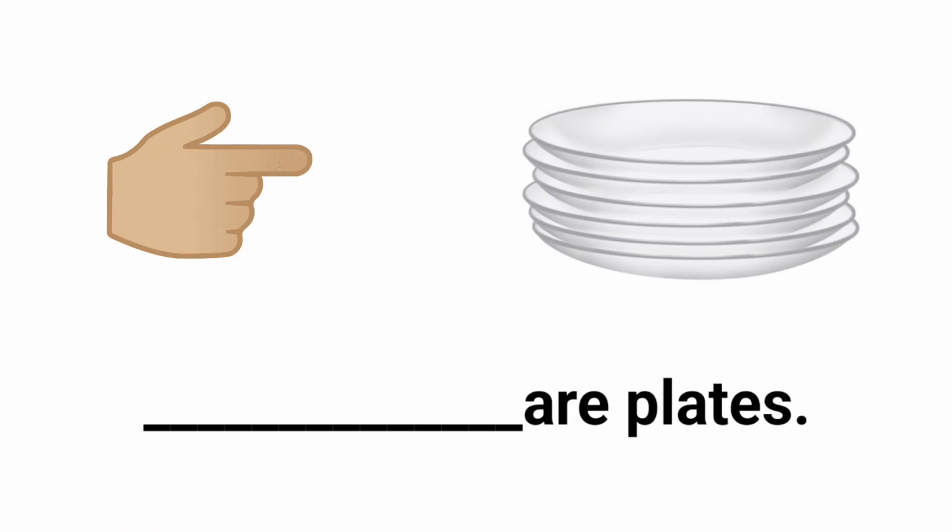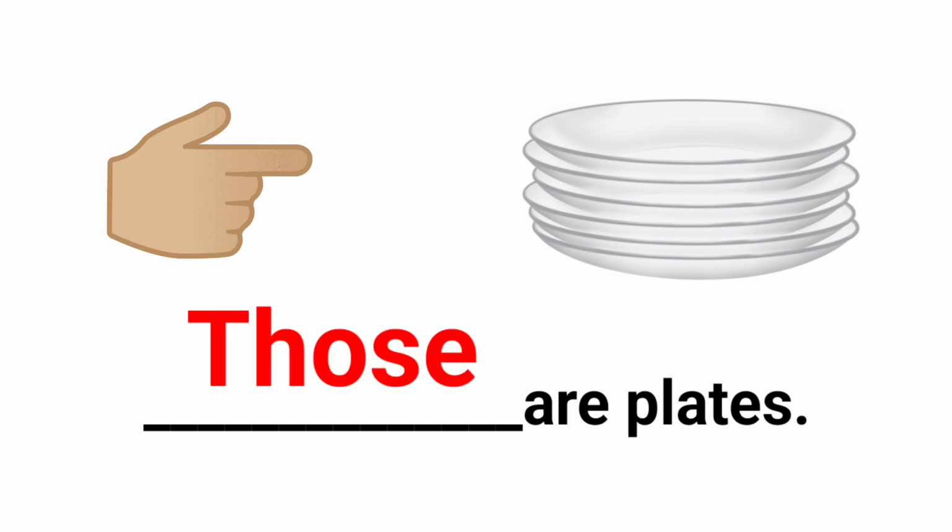Dash are plates. Tell the answer, children. Yes, those are plates. Why those? The finger is far from the plates, as well as the plates are plural objects. So here we use those. So the sentence is, those are plates.